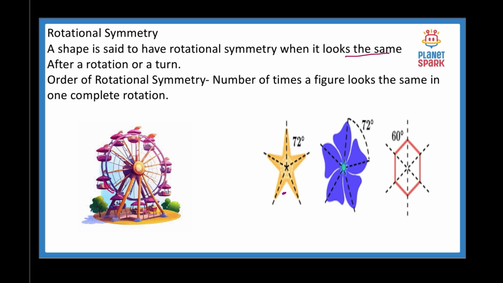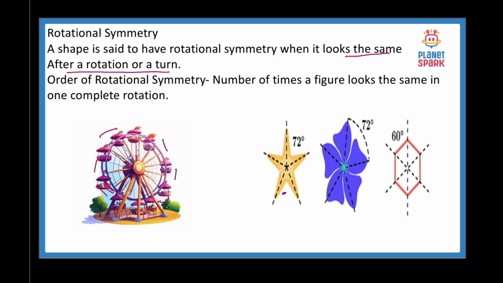A shape is said to have rotational symmetry when it looks the same after a rotation or a turn. Just have a look at the giant wheel. Even after taking so many turns, it is still looking the same. The figure looks same even after the rotation or a turn. It is known as rotational symmetry. Order of rotational symmetry is number of times a figure looks same in one complete revolution.